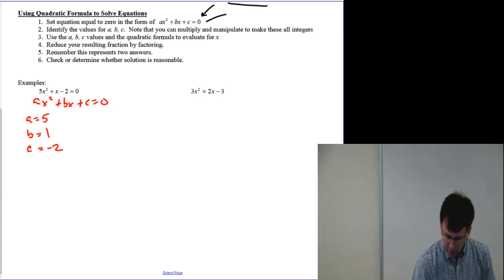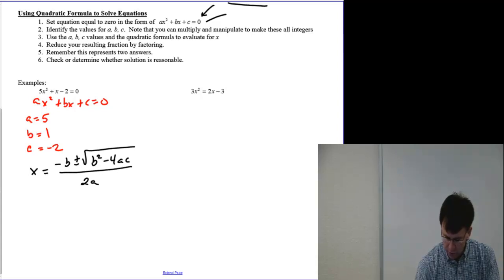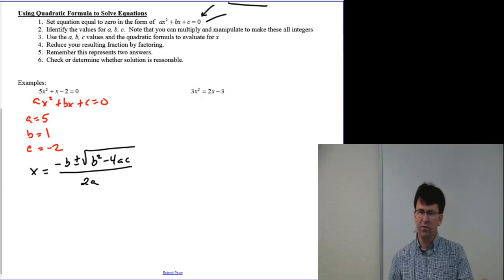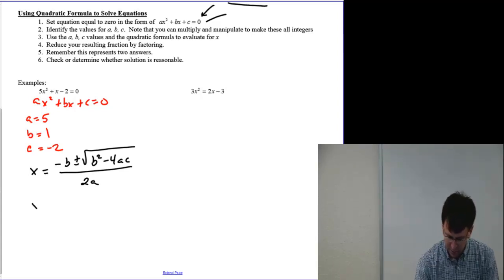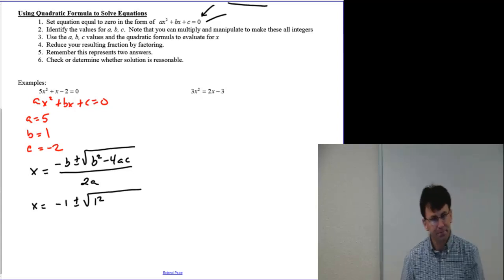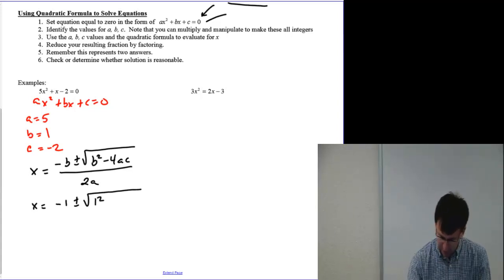So our quadratic formula says x equals negative b plus or minus the square root of b squared minus 4ac, all over 2a. Wherever I see a variable, it's just time to plug in my numbers. So x equals negative b. Well, b was told to me to be 1, so it's going to be -1 plus or minus 1 squared. If it was a negative, be very careful about where you put that negative.